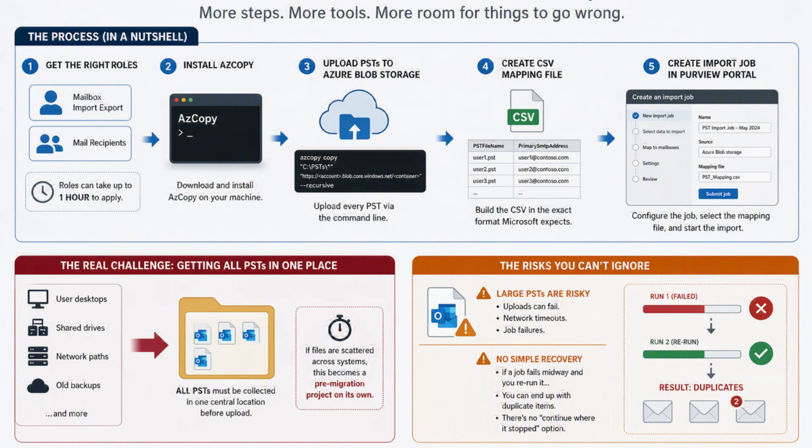And here's the part that trips people up. All your PSTs need to be collected in one place before you upload. If files are scattered across systems, that's a whole pre-migration project on its own. Large PSTs are risky too, and if a job fails midway and you rerun it, you can easily end up with duplicate items in user mailboxes. There's no simple continue where it stopped option.